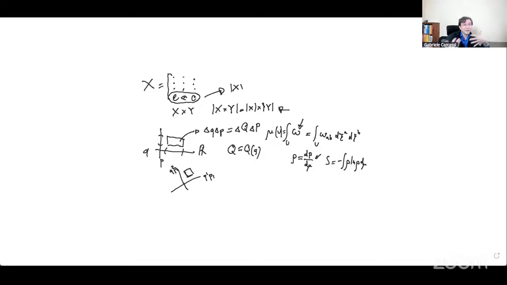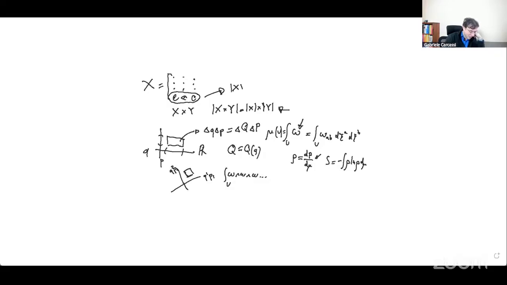And at the level of forms, you would basically just have omega wedge omega, integrated in your region U, and this is the count of states, which is just going to be the product of the count of configurations for each degree of freedom. Okay, so this is essentially how it works in classical mechanics.